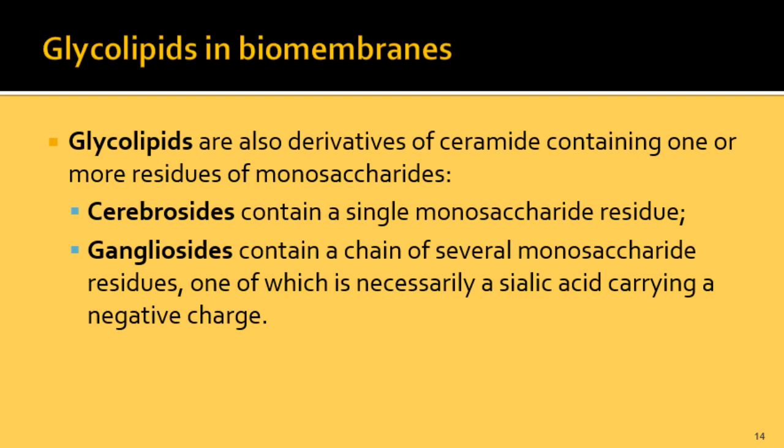Glycolipids are also derivatives of ceramide, containing 1 or more residues of monosaccharides. These lipids are divided into cerebrosides, containing a single monosaccharide residue, and gangliosides, containing chains of several monosaccharides, one of which must be sialic acid, which has a negative charge.